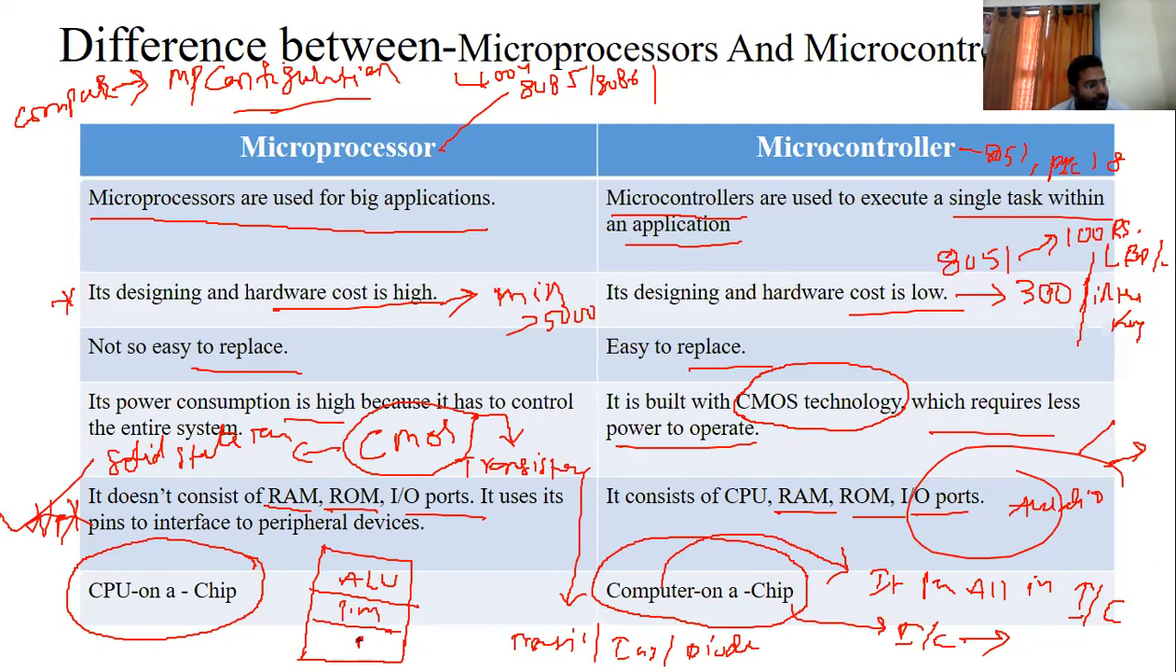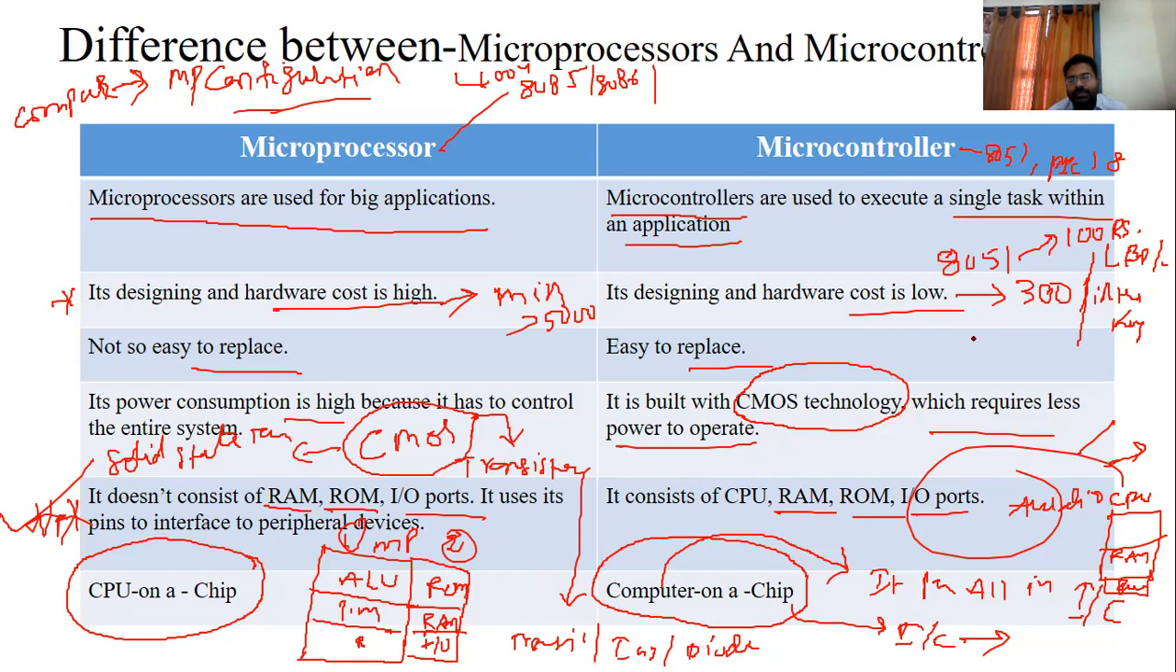This is the microprocessor basic diagram. Additionally, you can add ROM or RAM or input output devices. This is one chip, this is another chip, so we can add them by interfacing. But a microcontroller is a CPU and at the same time RAM, at the same time ROM also. All the devices are on the chip.